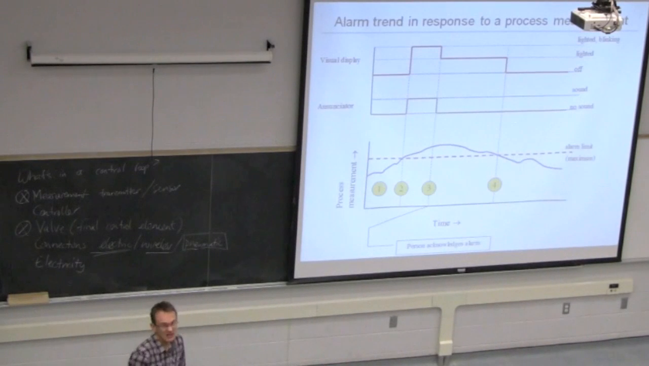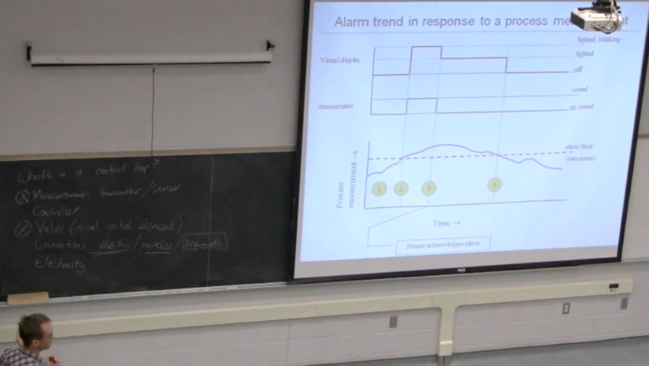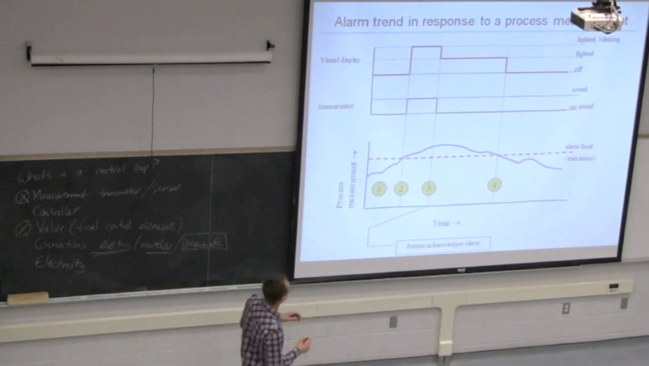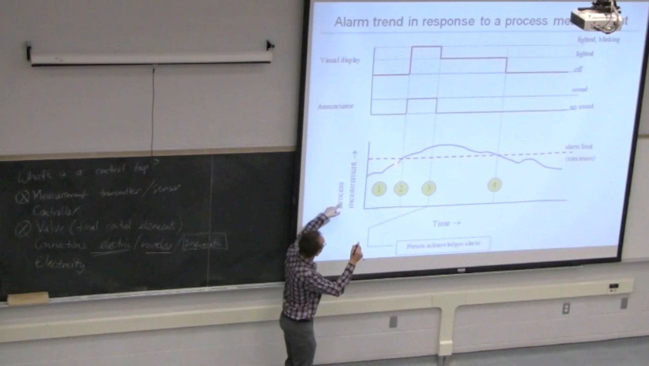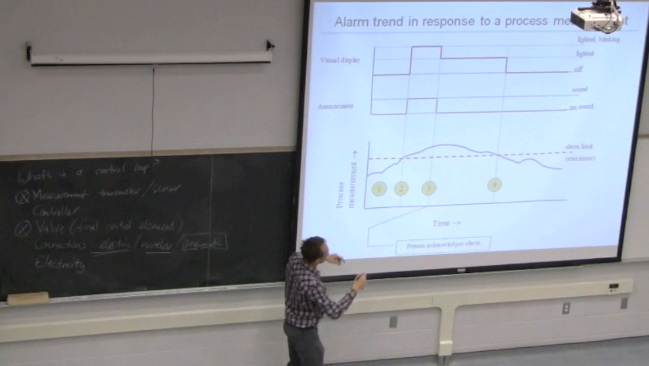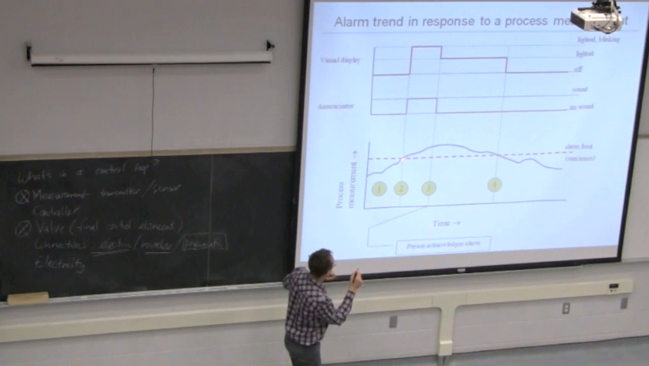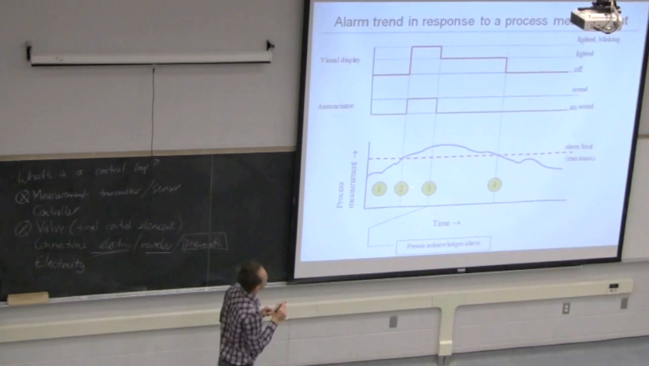Okay, so let's take a look at how an alarm works. The general principle is quite simple. In the time domain, we're comfortable with this. Here's my sensor measurement. Let's say it's temperature, and it exceeds the alarm limit. So this dashed red line is the alarm limit. The moment that sensor reaches that limit, we have two things occur.